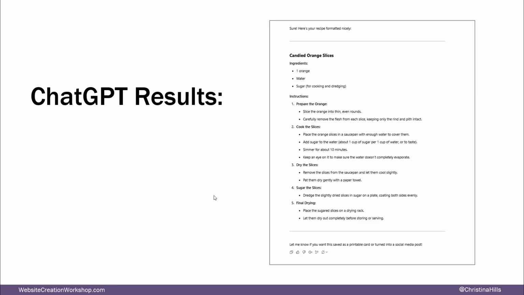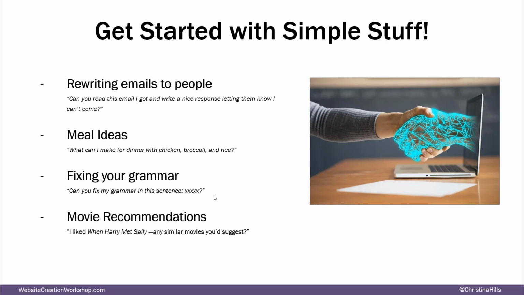So start simple. And here's some ideas of getting started simple. Rewriting emails to people. So maybe you get an email from someone inviting you to something and you don't want to think through a nice response. Say, can you read this email I got and write a nice response letting them know I can't come? Boy, that's a time saver. Or what can I make for dinner with chicken, broccoli, and rice? Like you look in your fridge, I've got these things. Hey, AI, what can I make with these ingredients?